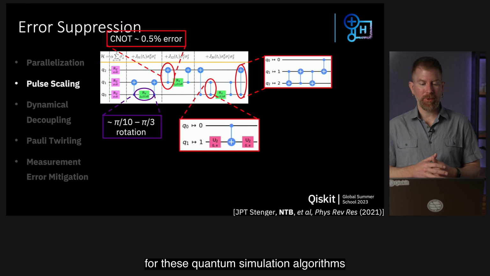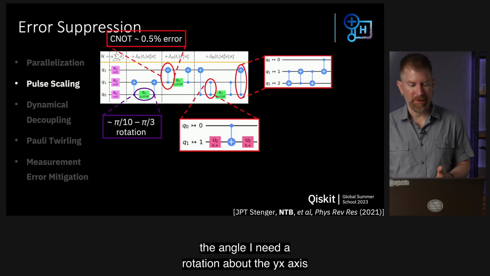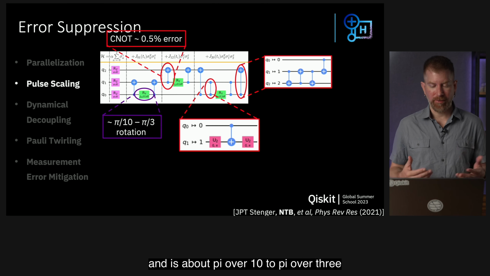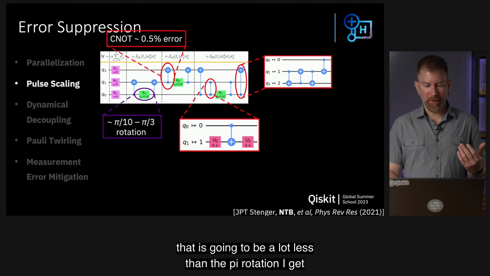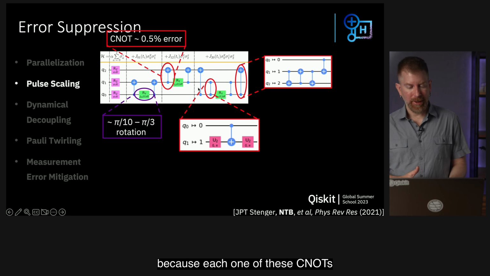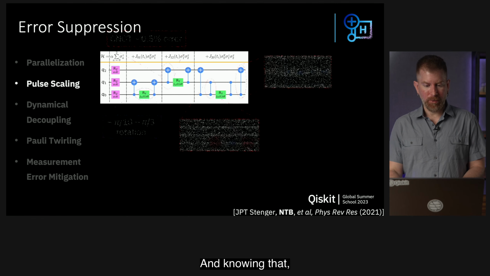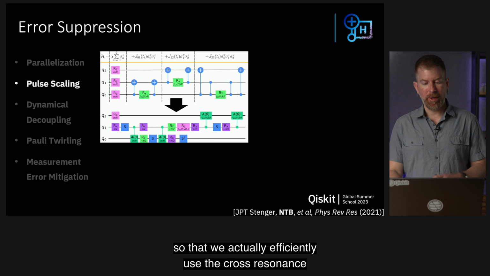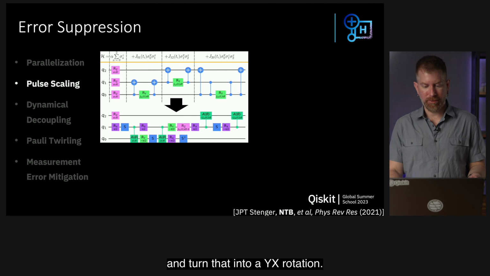However, at the end of the day, for these quantum simulation algorithms where I just need a YX interaction, the angle I need for a rotation about the YX axis is about pi over 10 to pi over 3 for this particular simulation. That is going to be a lot less than the pi rotation I get from doing each one of these digital decompositions, because each one of these CNOTs is locally equivalent to a ZX rotation of pi over 2. And knowing that, we can think about redesigning this circuit so that we efficiently use the cross resonance in order to just generate the ZX rotation that we need and turn that into a YX rotation.